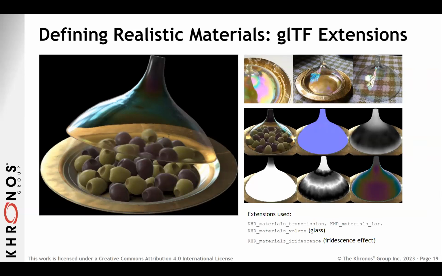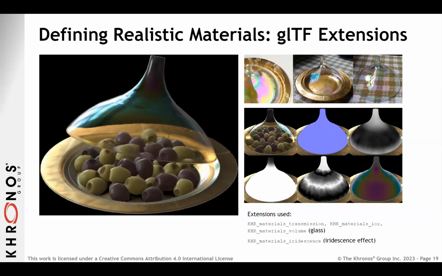This is a really amazing example created by Eric Chadwick, where you can see that this olive dish has a glass cover that shows different kinds of cool effects that are usually hard to mimic in real-time renderers. One of them being that the olives look a bit distorted visually, like they get enlarged a little bit here and there. And that is an effect that can be realized with the transmission extension and volume.